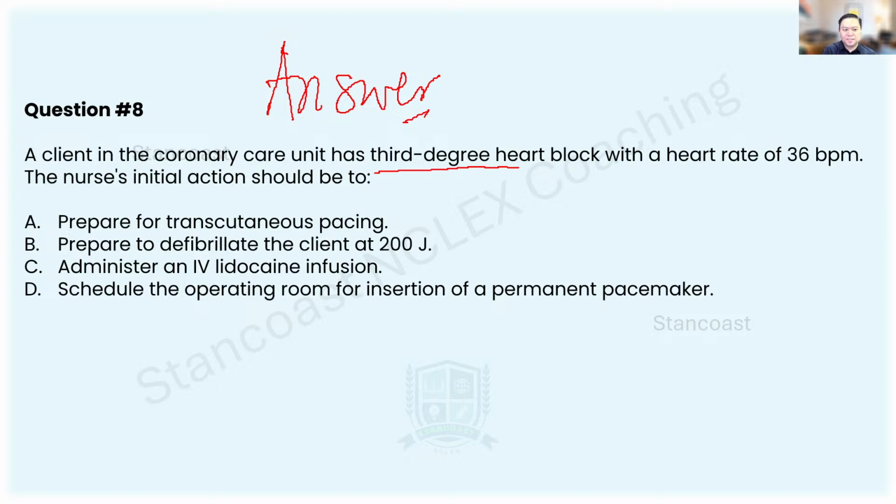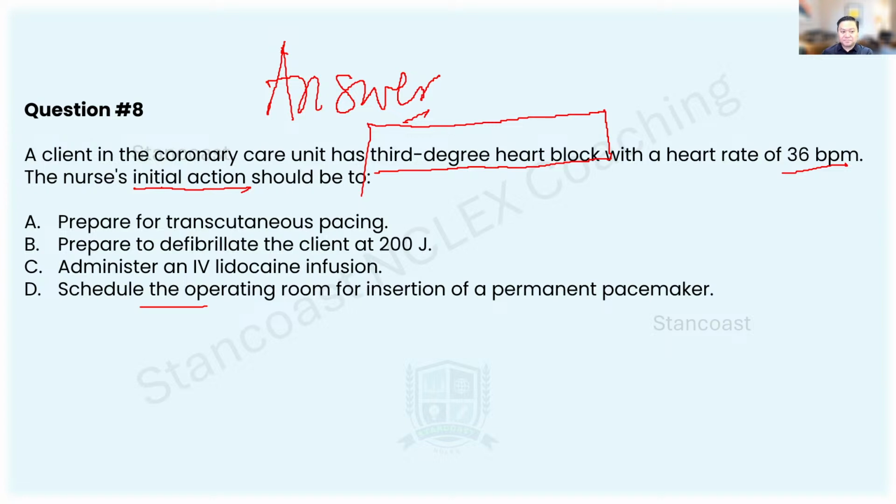Heart block, third degree. Heart rate of 36. Initial action. So think about a procedure that can be done immediately, okay? That can resolve the patient's third-degree heart block. So look for that answer. You sure? If you had answered letter D, schedule the operating room for insertion of a permanent pacemaker.